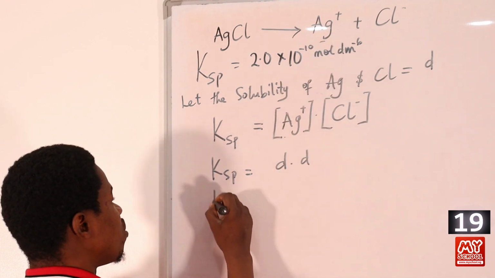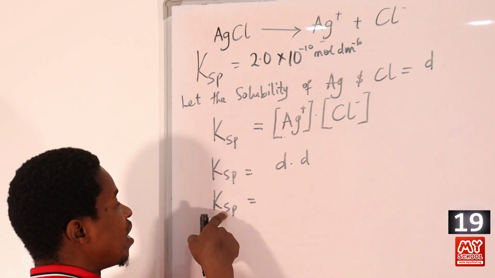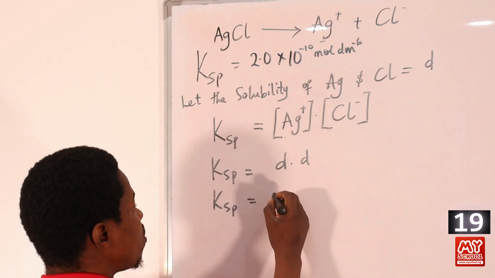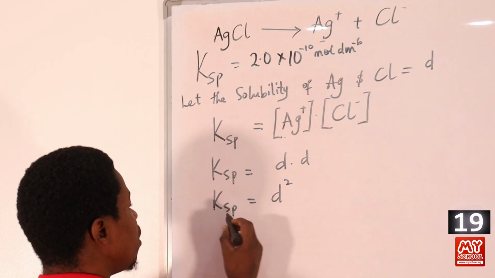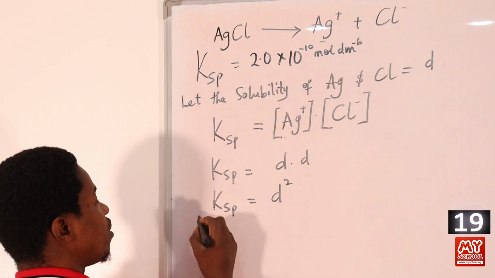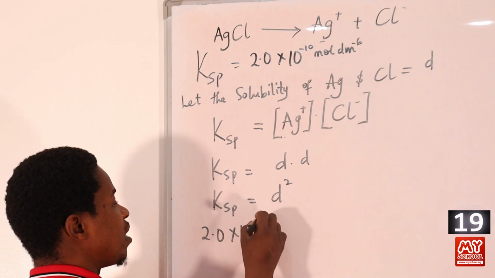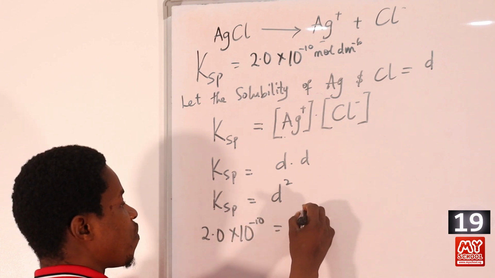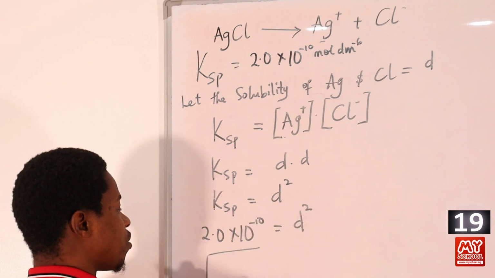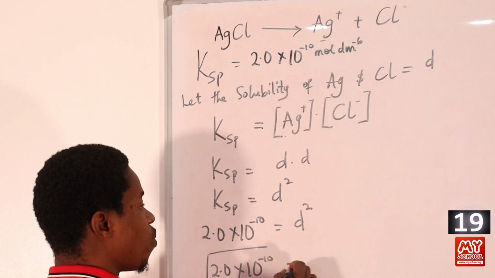So this will be Ksp, that is the solubility product constant for silver chloride. This will be D squared. Don't forget that we're given the solubility product constant for silver chloride to be 2.0 times 10 raised to power minus 10. So that will be equal to D squared. If you make D the subject of the relation, you transfer this, it becomes the square root of 2.0 times 10 to the power of minus 10 equal to D.